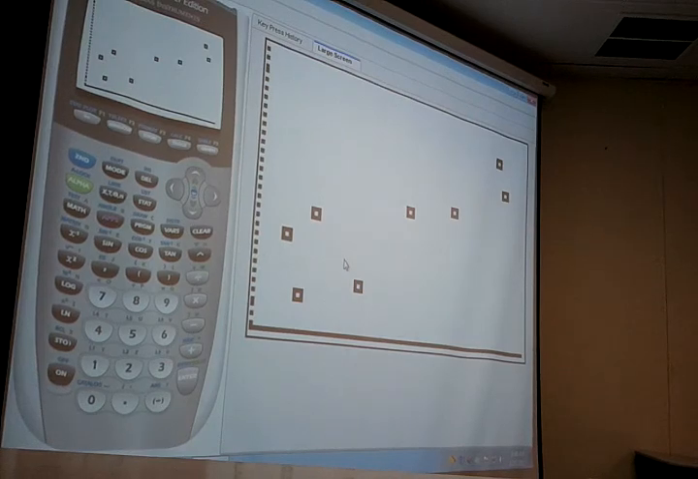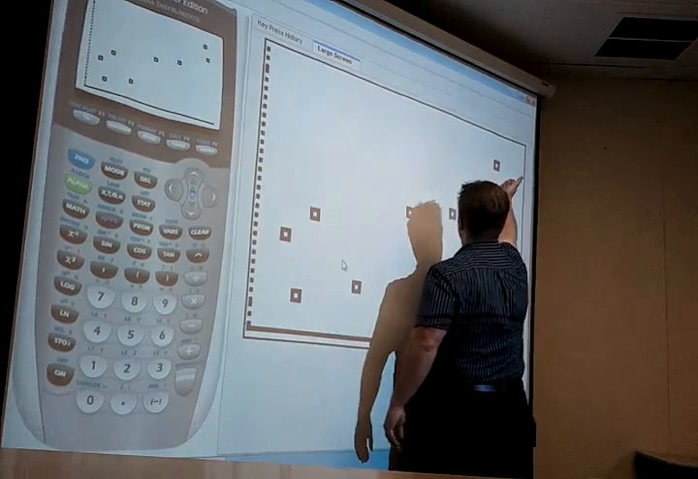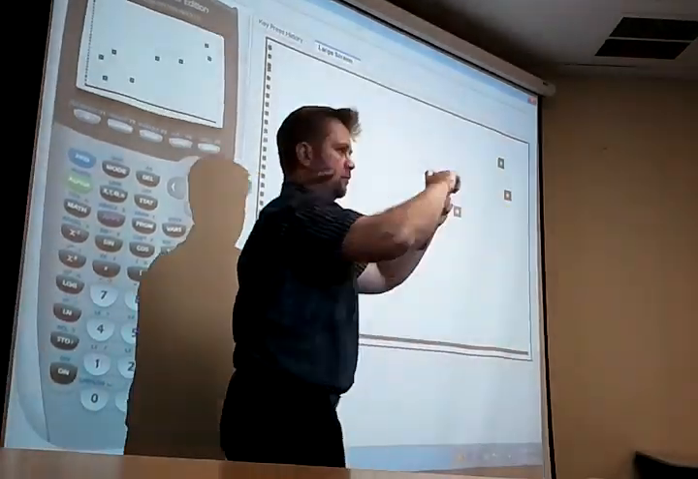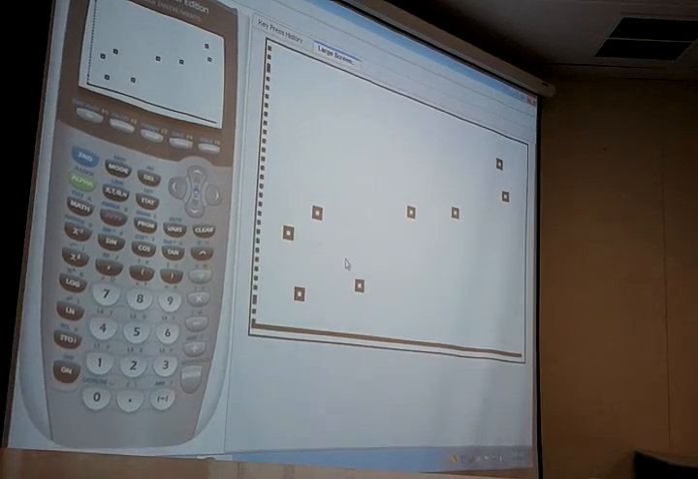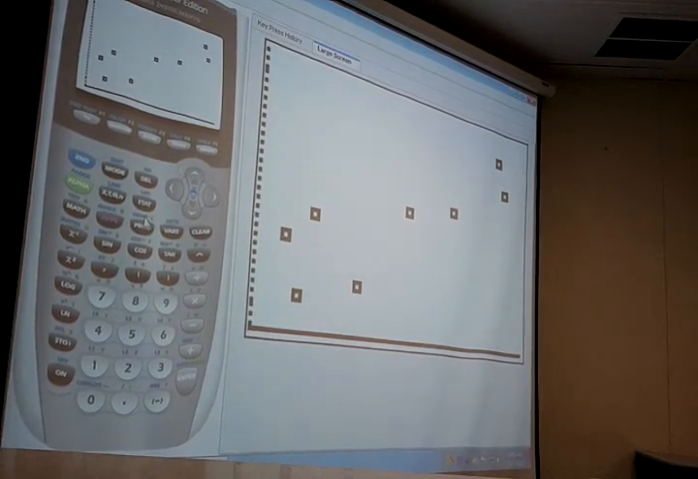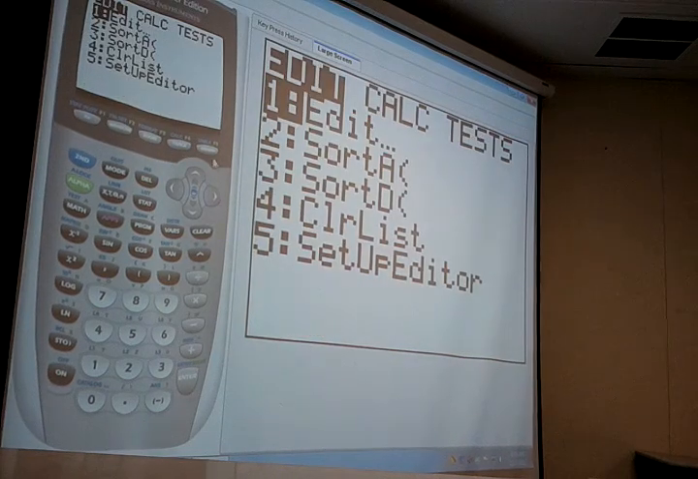It looks like it's probably going to be about like that. You should have about the same distance to the points above it as the points below it. Those should kind of equal out. So where do I go to calculate this? Stat, calc, that seems to make sense.